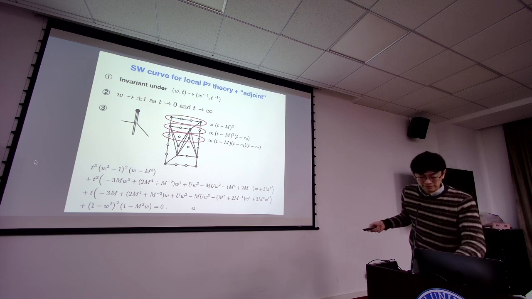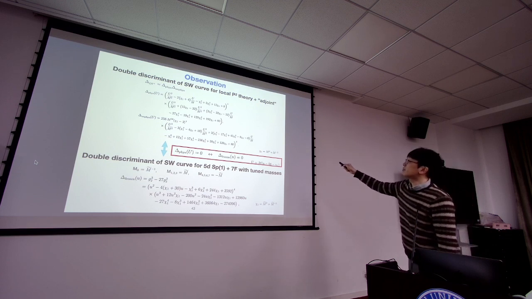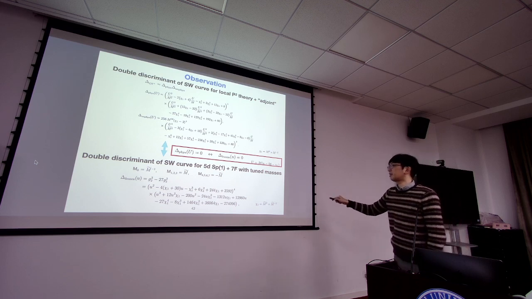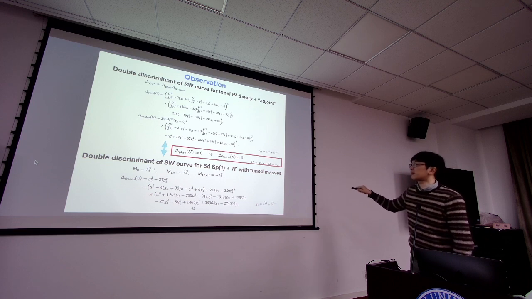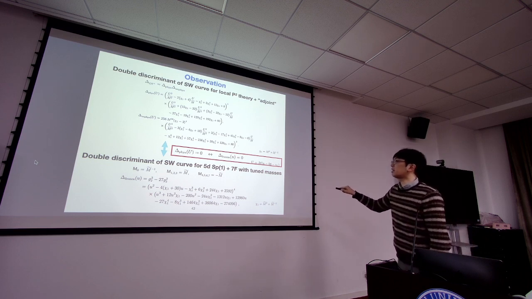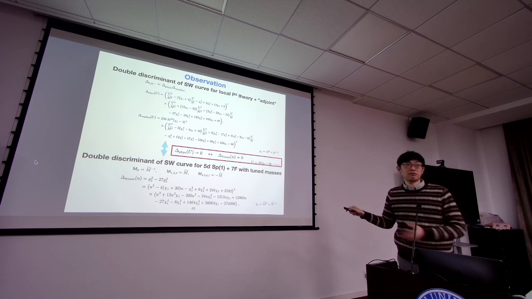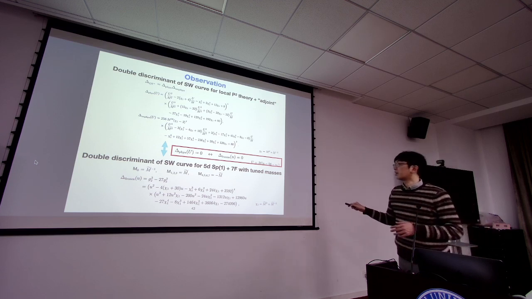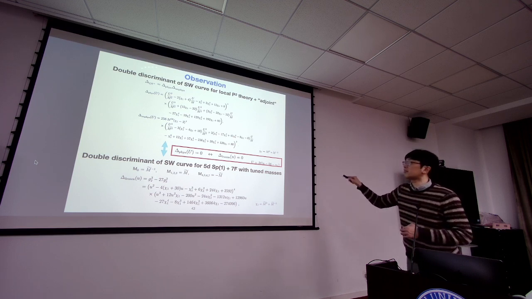Even if it's non-Lagrangian, once we have a brane web, possibly including an orientifold plane, we can still compute the Seiberg-Witten curve. And then we can compare with this computed local P2 plus adjoint and 5d SP(1) with 7 flavors. With tuned mass, we check that the solution of the double discriminant is identical. Actually, there is some subtlety: we need to factor out the physical part, throwing away the non-physical part.